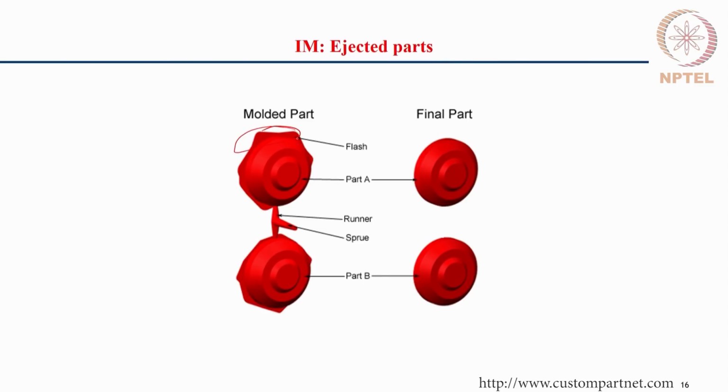Once the part is taken out, this flash is removed, as well as other elements like the runner, the sprues, and once these are removed, we have the final component.